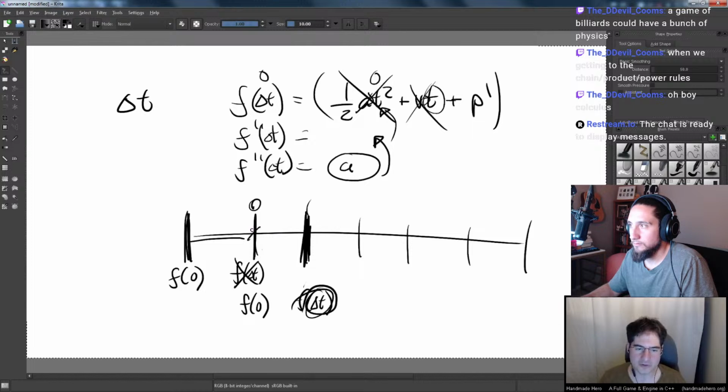So again, what we're trying to do here is we're just trying to put together piecewise functions that get us from one frame to the next, and we restart the function at the beginning of every frame, right?